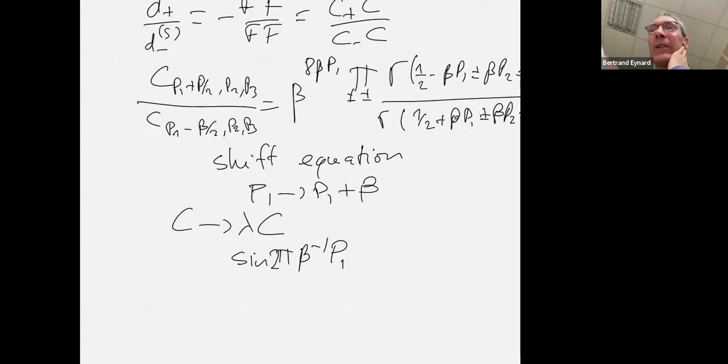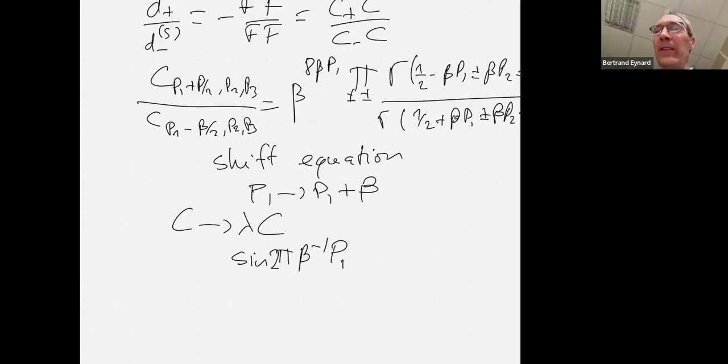So even if I find a solution of my shift equation, I can write infinitely many solutions by multiplying with any function of this quantity, sine 2 pi beta inverse P1. So the solution is very non-unique, because to know the behavior of a function under one shift like that is just not very constraining.